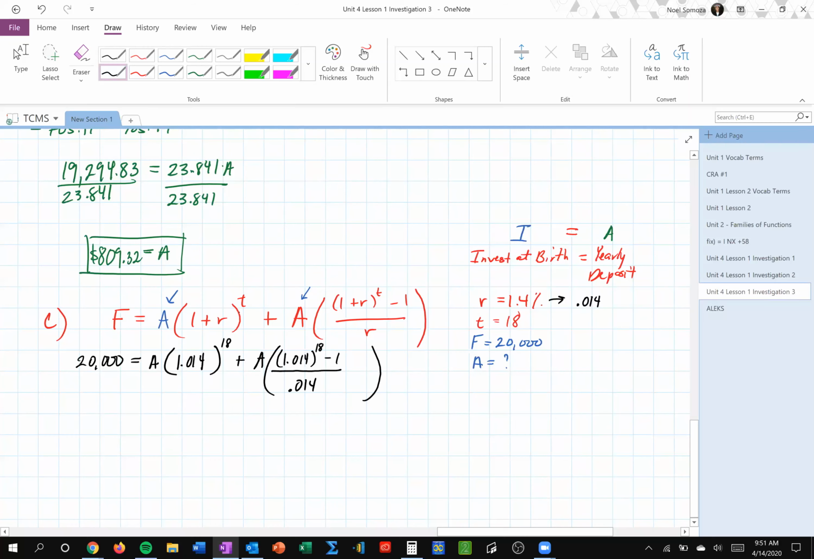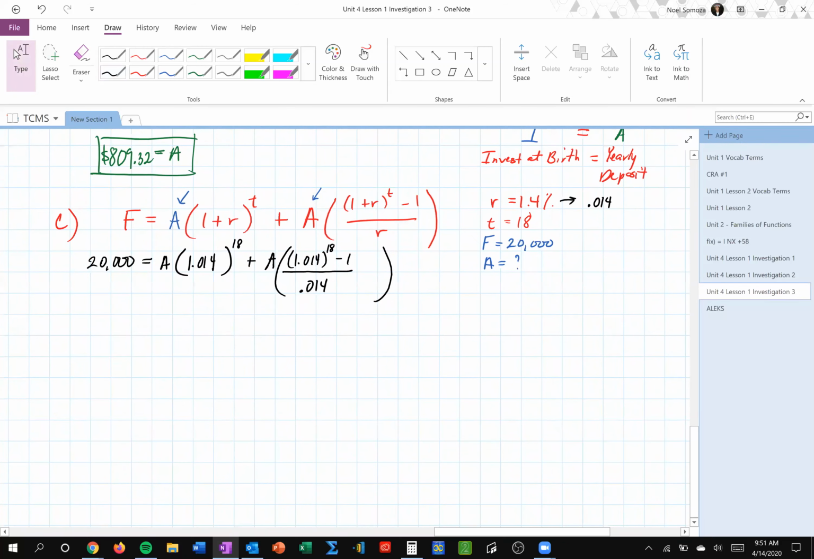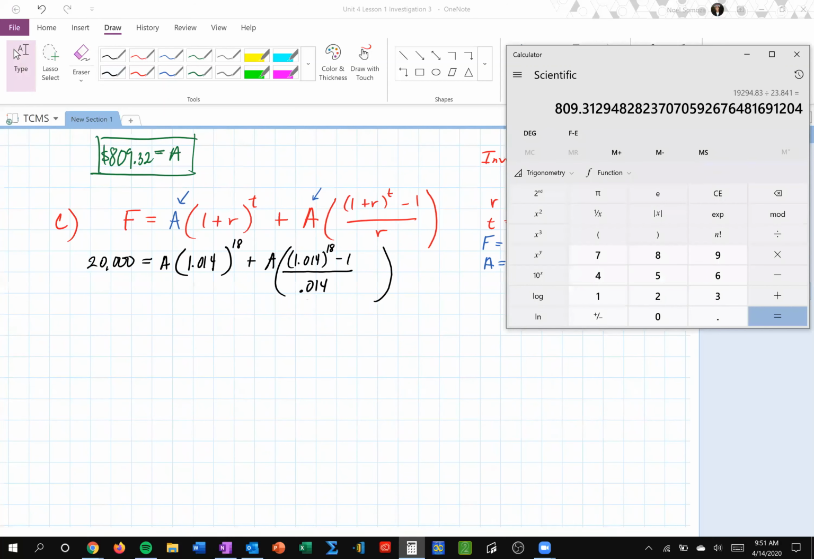Again, it looks ugly and messy, but luckily we don't need to use logs because the power is a number. So we can go ahead and clean it up as much as possible, combine like terms to combine the A's, and then solve for A. What I would do first is clean up the 1.014 to the 18th power. Let's see what we get.